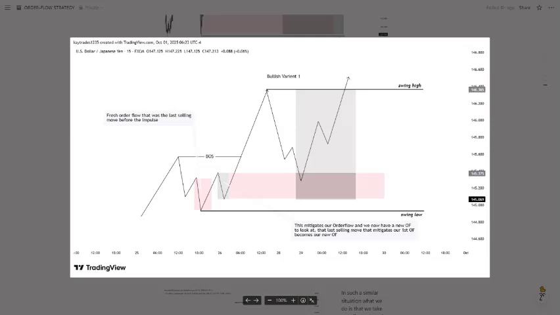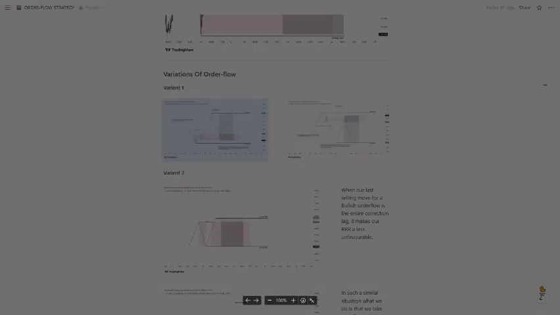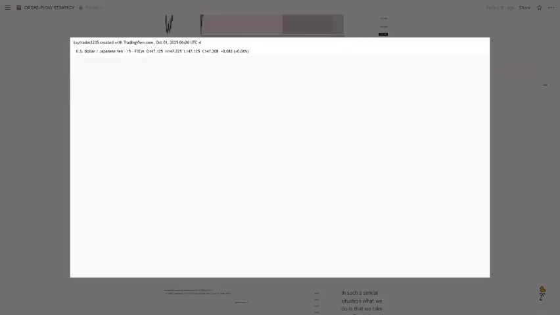This mitigates our order flow, and we now have a new order flow to look at. That last selling move that mitigates our first order flow becomes our new order flow, and this is how we make it in. And this is where you set your stop loss, your entry, and your take profits. I believe this is a very interactive strategy. You can't really say it's complicated in any way or form.